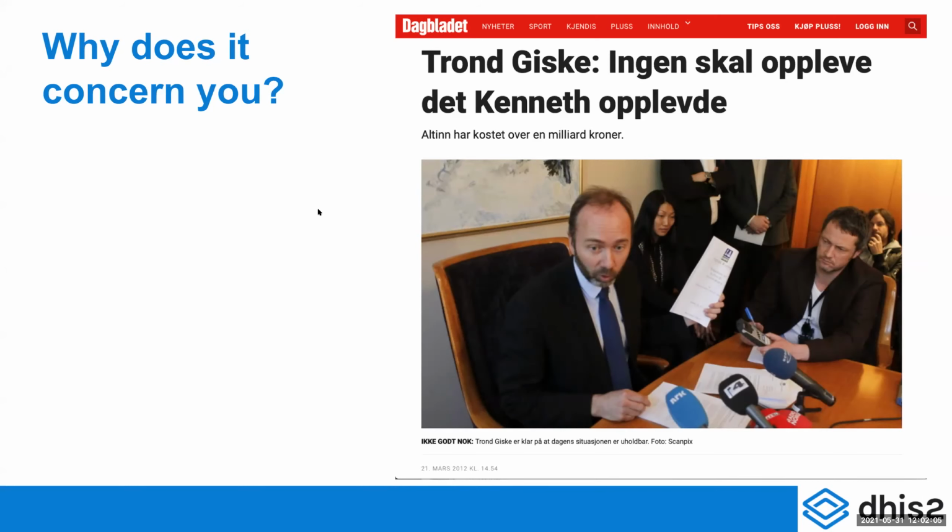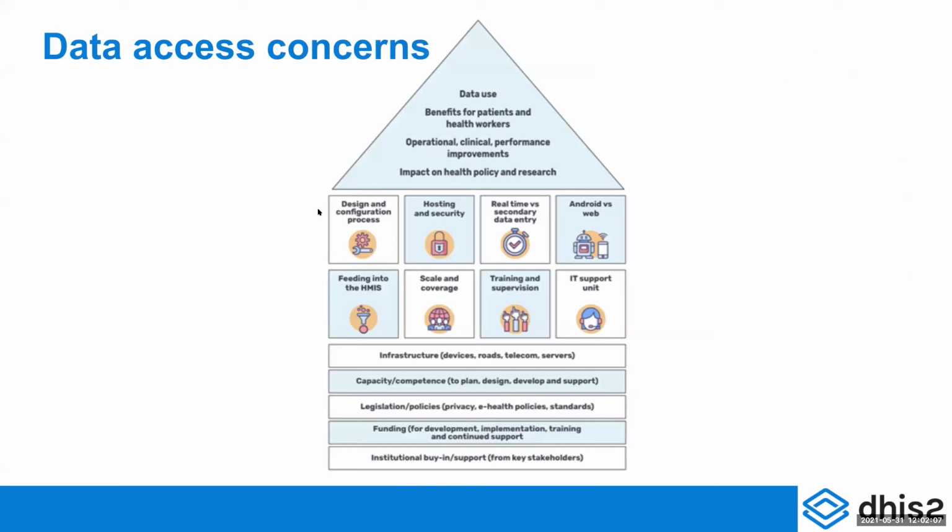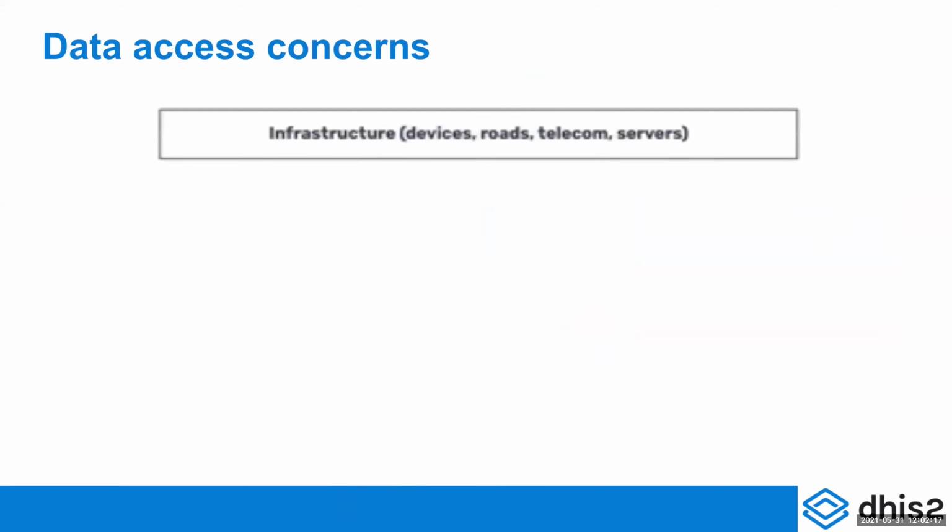For now, we will go back to the house for a while, and we will go through the different rooms where the data access management is a concern. And we will start with one that is very easy to forget. The infrastructure. Who has access to the server?